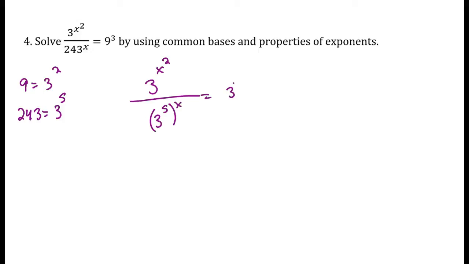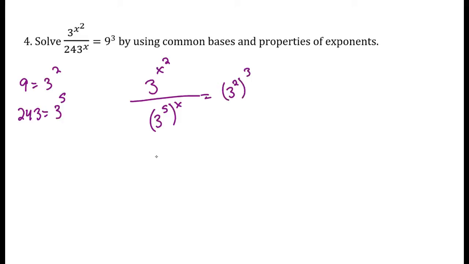Number 4, solve this equation by using common bases and the properties of exponents. So looking at this, I have a 3, a 243, and a 9. What are all of those related to? Hopefully 3. I know 9 is 3 squared. 243, if you experiment around a little, you'll see that's 3 to the 5th. So I have 3 to the x squared over 3 to the 5th, raised to the x equals 3 squared cubed.